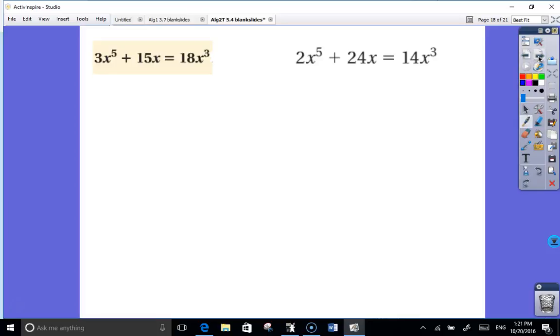Okay, so if we're going to use zero product property, then we need everything set to 0. So I'll do the one on the left. If I want to have everything set to 0, then I need to subtract 18x to the 3rd, right? So 3x to the 5th minus 18x to the 3rd plus 15x equals 0.